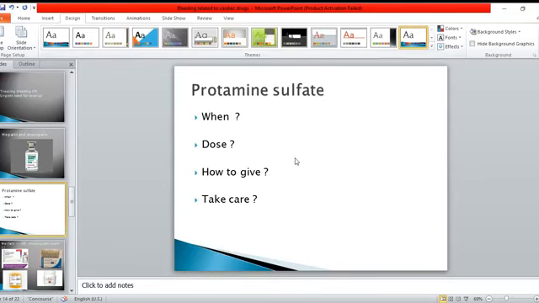Can we repeat the dose? Yes, we can repeat the dose if we did a PTT after 3 to 4 hours, or if there is still repeated bleeding, so we can repeat the dose of protamine sulphate. As I said, we have to give it as slow IV at least over 10 minutes, and take care of the reaction and severe hypotension. Okay, so let's move to the next one.